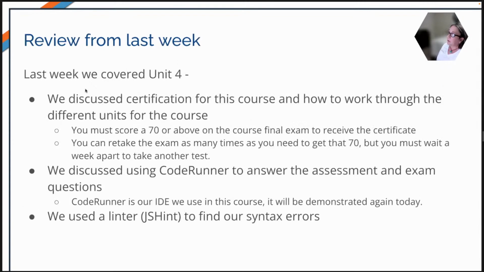From last week, we covered Unit 4. We talked about the certification. I talk about this every time. How do you get your free certificate? Well, you work through all the course, and then you get to that final assessment. You have to get a 70 or above on that assessment in order to receive your certificate. You can retake the exam as many times as you want, but you have to wait a week between before you can try again. So you can keep trying and keep trying.